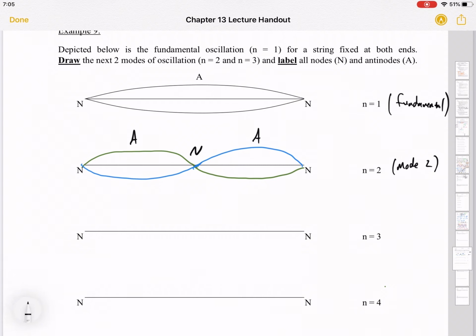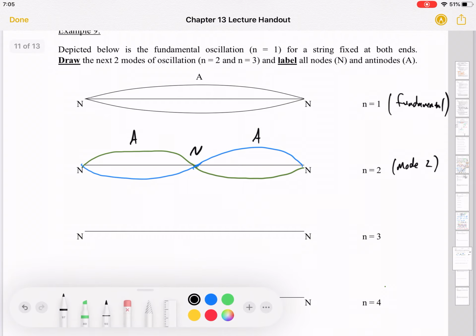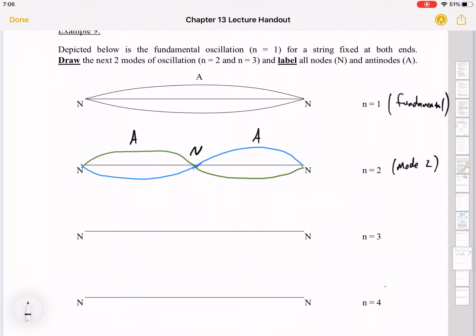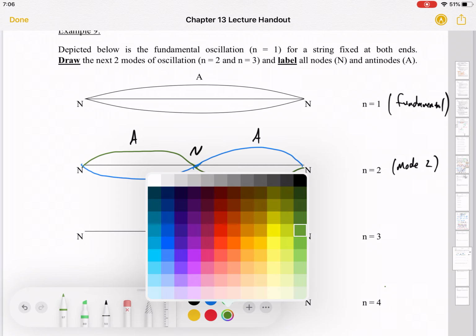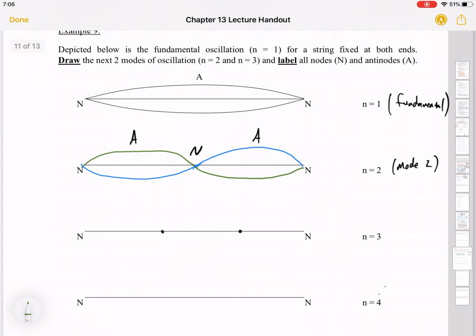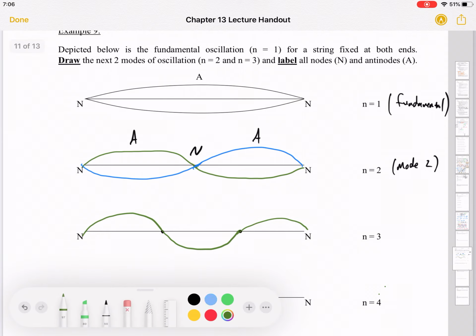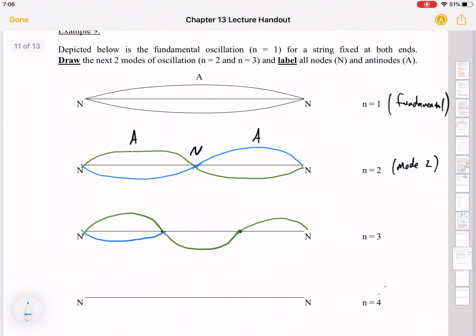So let's keep writing this. Let's see, how many nodes do we have for the second one? Well, there was one node in the middle for mode 2. So now there are going to be 2 nodes in the middle, and they're going to be equally spaced like this. And I chose a green color before, so we'll do that. So this is what this looks like at one time. And at another time it looks like this. And there's actually a time for this where it's completely flat.